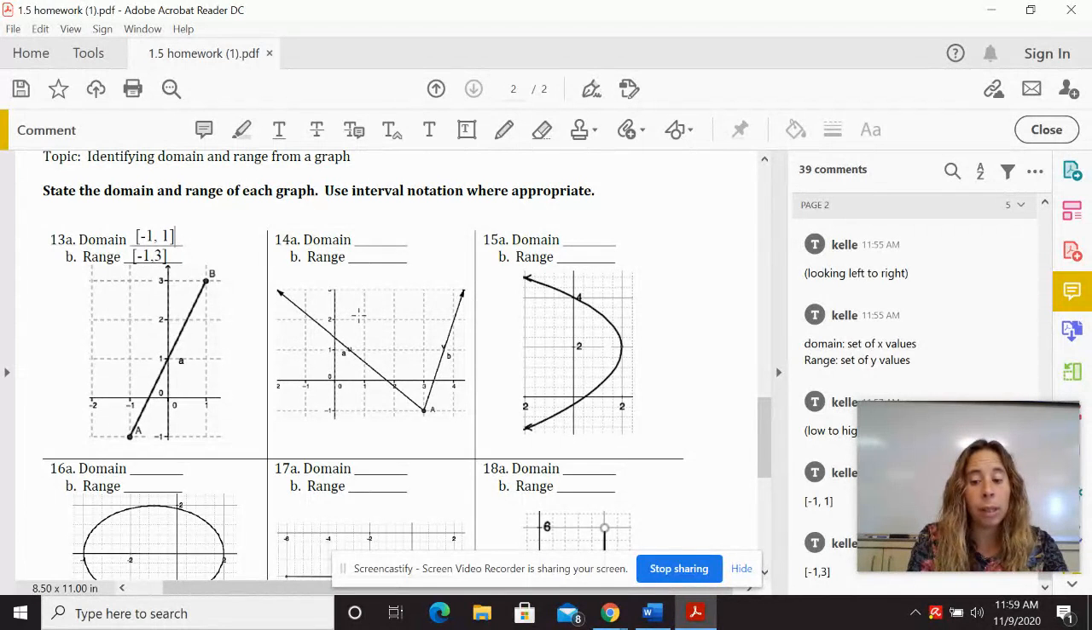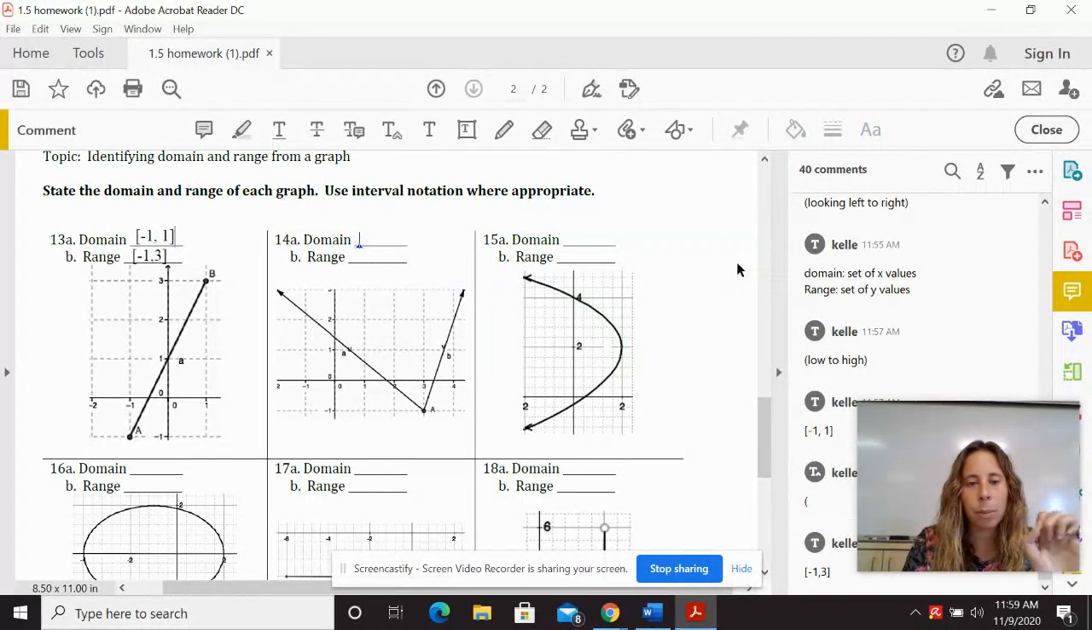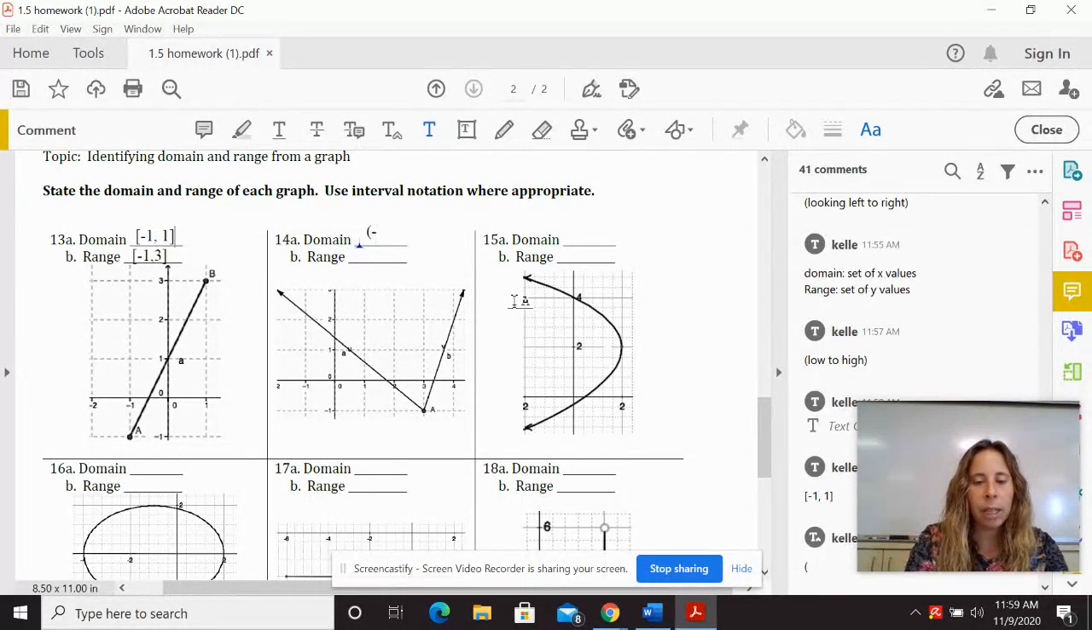So I'm going to use a parenthesis, negative, and you would use the infinity sign, which is a sideways 8, but I don't have that on here. So negative infinity, 2, and then now let's look the other way, farthest right value. Okay, I also have an arrow, so that means it is also continuing forever in that direction. So it's negative infinity to positive infinity.